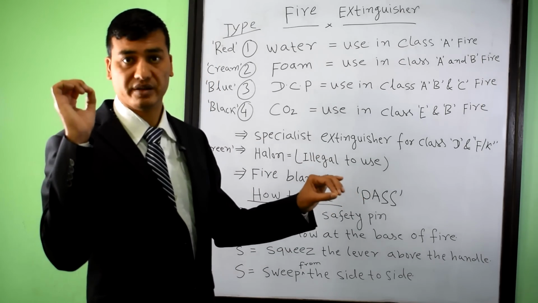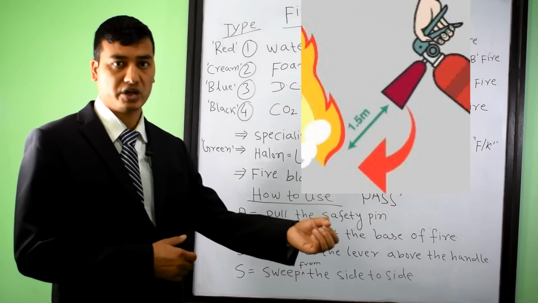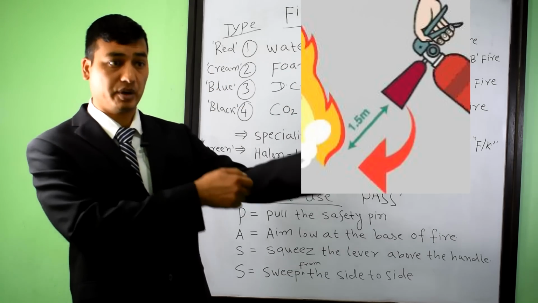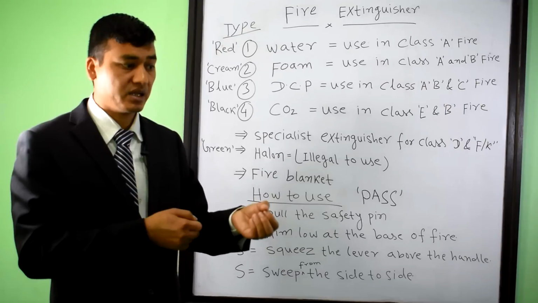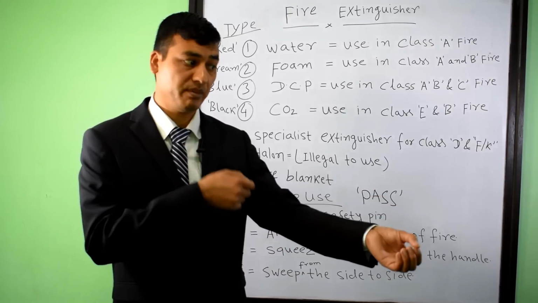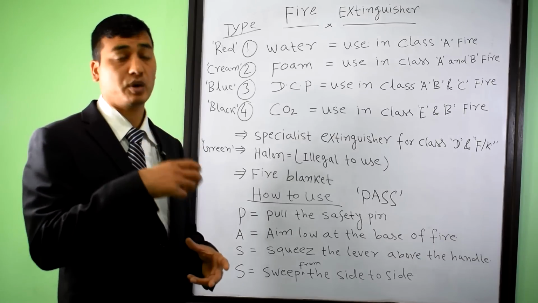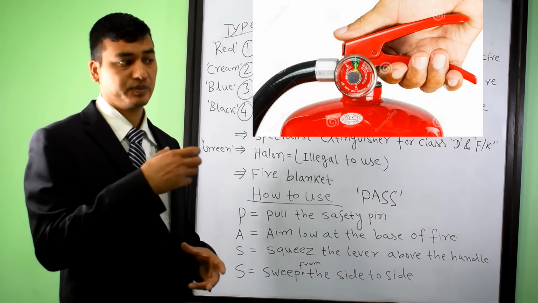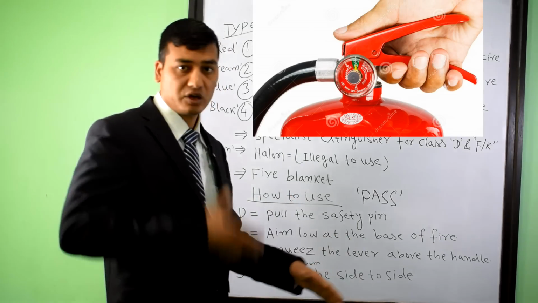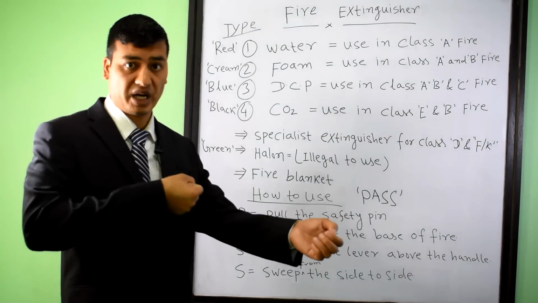First of all, you have to pull the pin. A, aim low at the base of the fire. After that, take the nozzle or handle and aim low at the base of the fire. Where there is a flame, don't aim at the flame. You have to aim at the source of the fire, where the fuel is. S, squeeze the lever above the handle. You can see there is a lever, but some extinguishers have a button instead of a lever. Squeeze the lever after pulling the pin and aiming at the base of the fire.